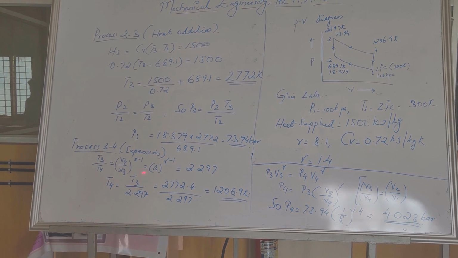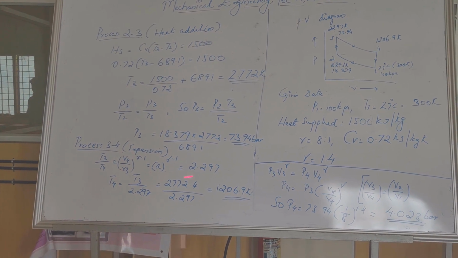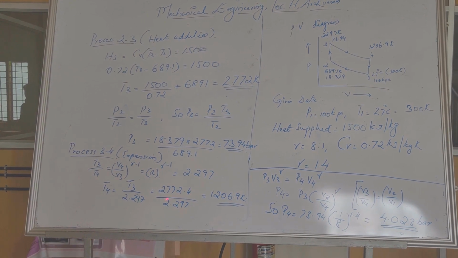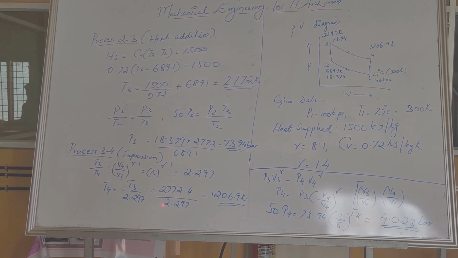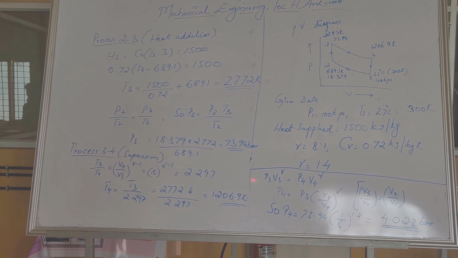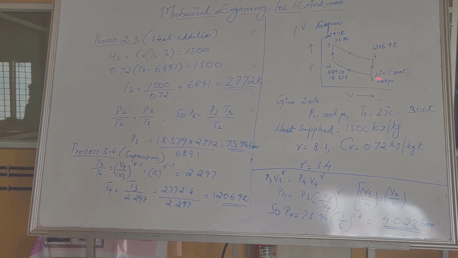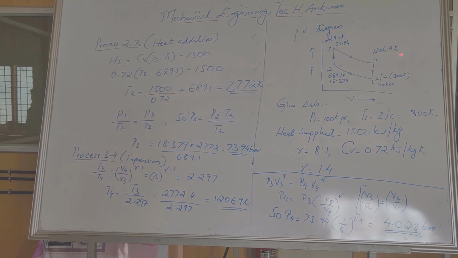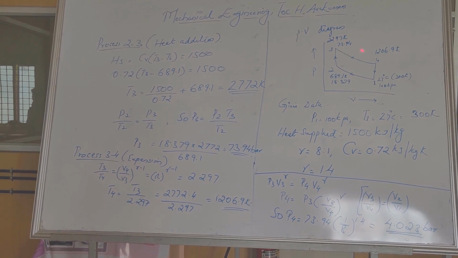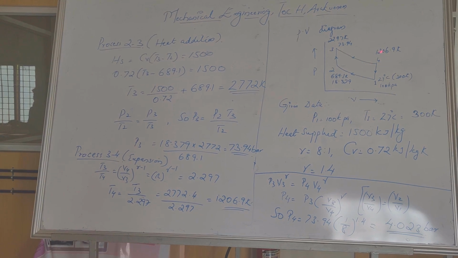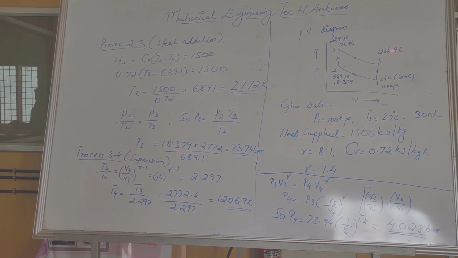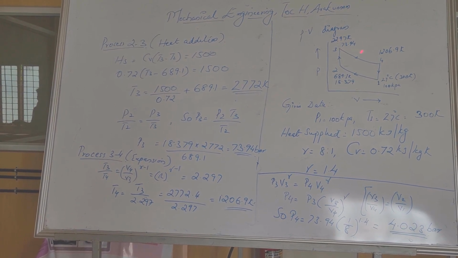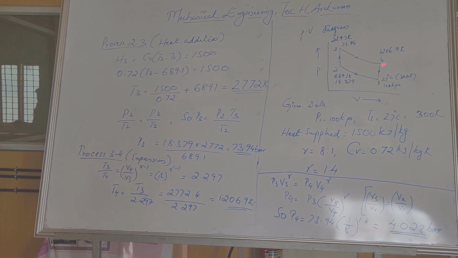Now T4 will be T3 divided by 2.297, and the value of T3 is 2772.4 and the value of R is 2.297. You get the value as 1206.9 Kelvin. So the temperature at point 4 after expansion will be 1206.9 Kelvin. From 2772.4 Kelvin, when expansion takes place, the temperature has been reduced to 1206.9 Kelvin. And you should know that the pressure at this point will also be lesser than the pressure at point 3. Now let us find out what is the pressure at point 4.